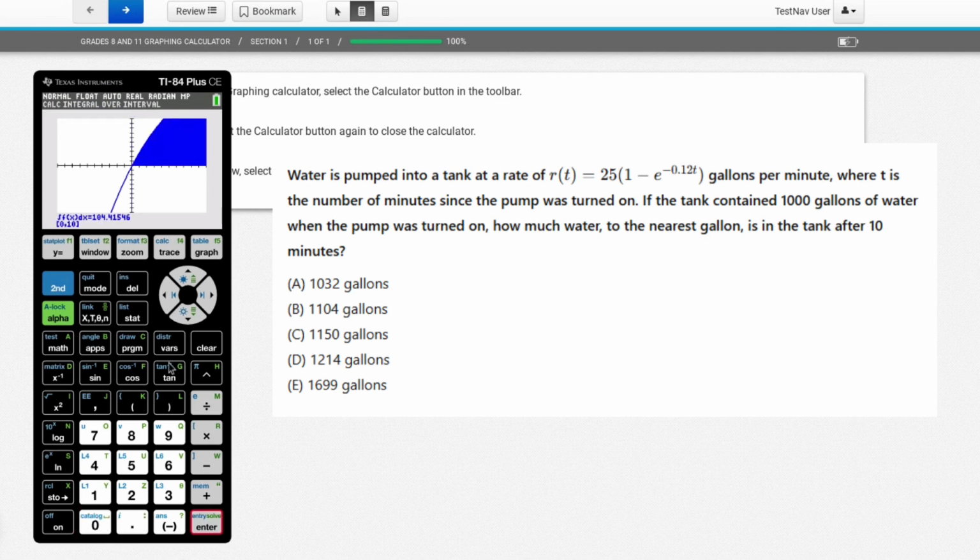And it's going to give us 104.415 and so on. We care about the nearest gallon, so 104 gallons.